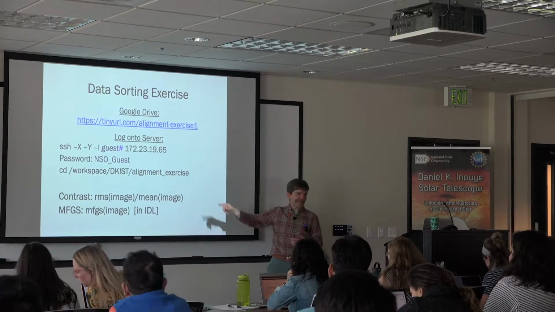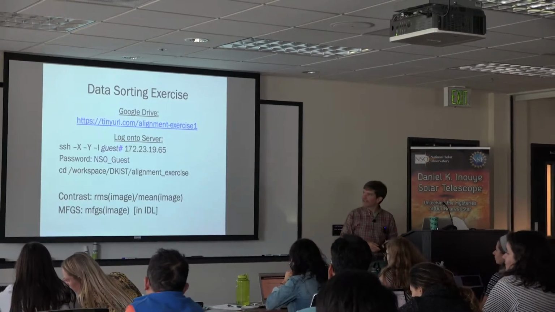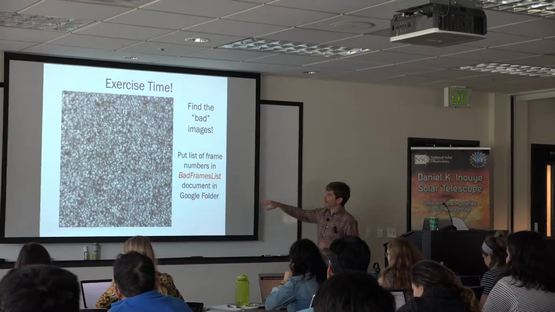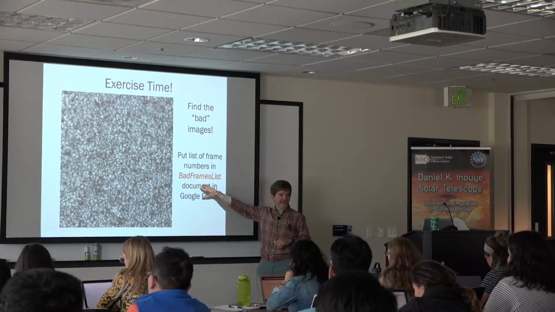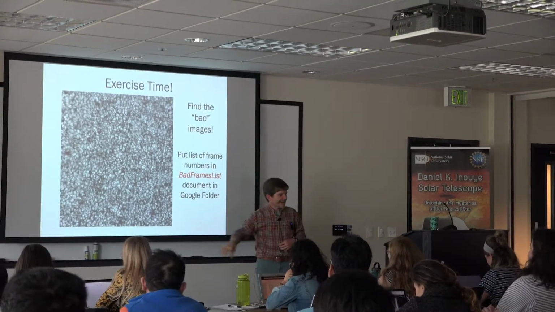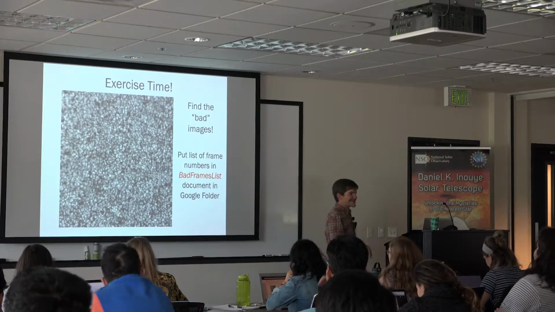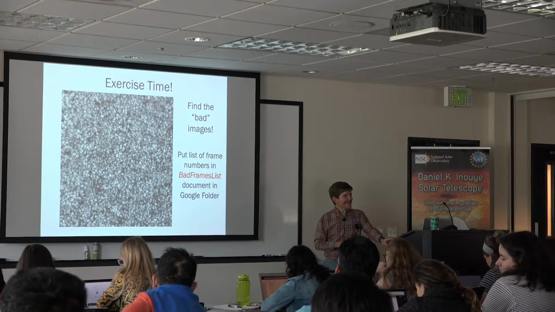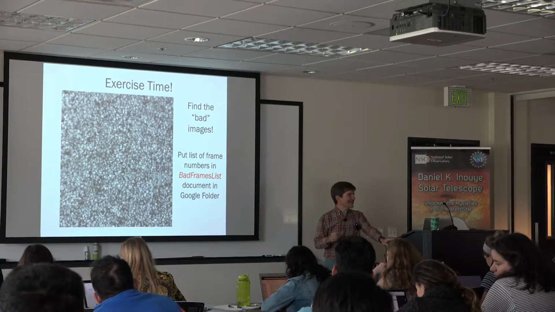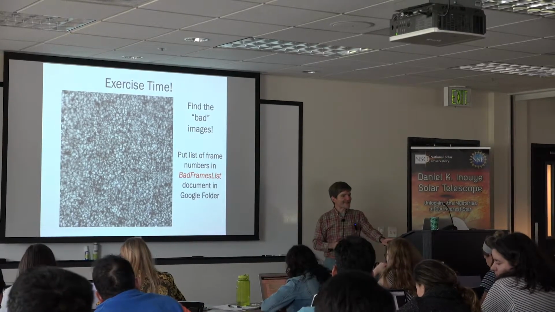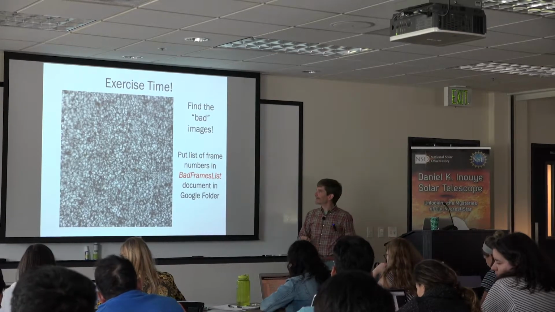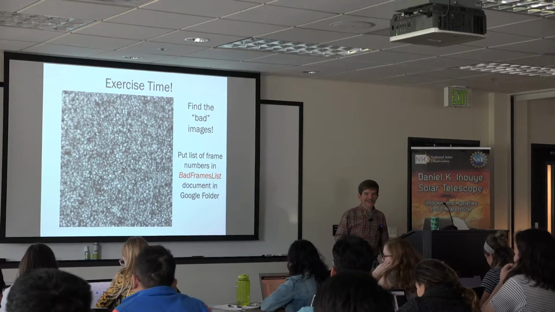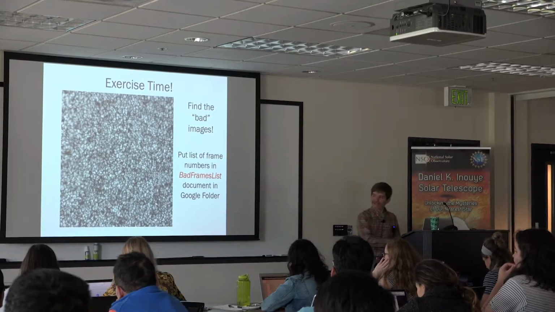Or you can log in and look at the images there. And the idea is that in that Google Drive, there's a document called Bad Frames List. Everyone can put their decision on which frames are bad in there, and we see if everyone gets the same answer. Some people are more lenient than others about which frames are bad and which aren't. So we'll take some time now. Everyone can take a look at this time series.